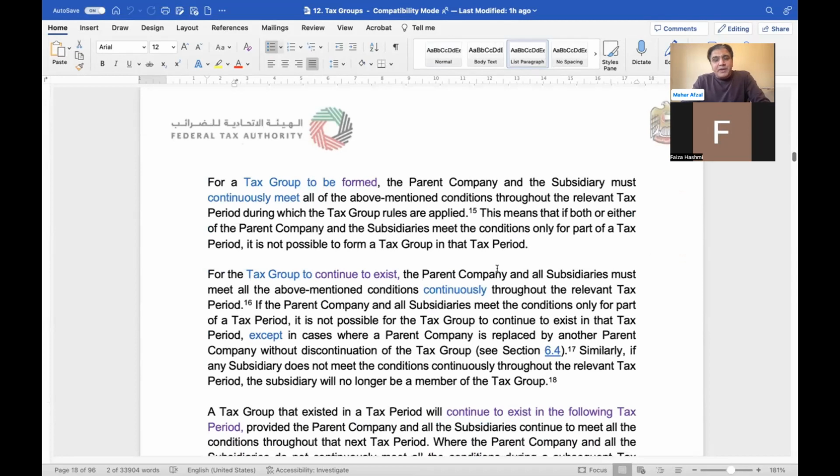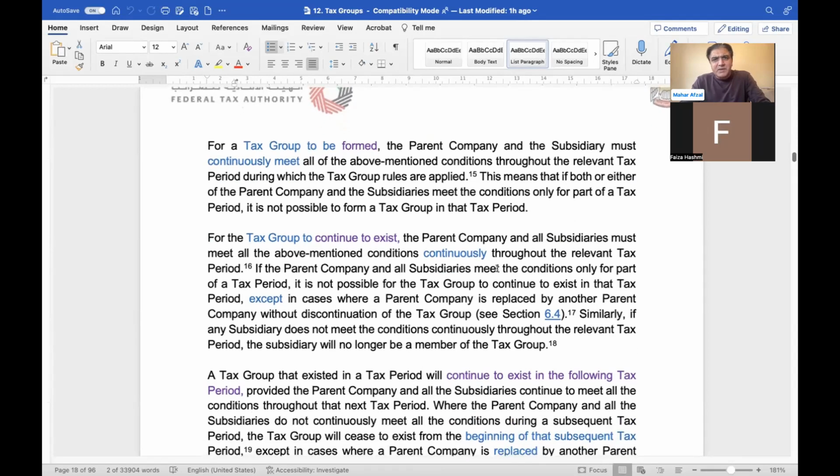Then they can form a tax group. To form the tax group, the parent and the related subsidiaries need to file one joint application to the Federal Tax Authority, FTA. Once this application is approved, they will be considered part of the tax group. A tax group will be effective from the start of the respective tax period or any other date specified by the FTA, but generally it will be effective from the start of the tax period.